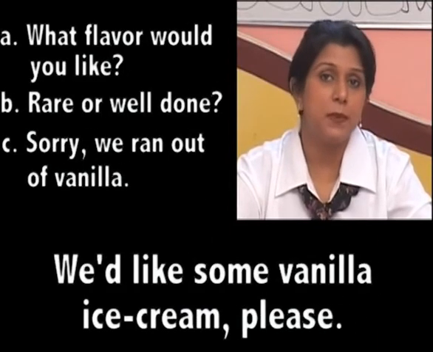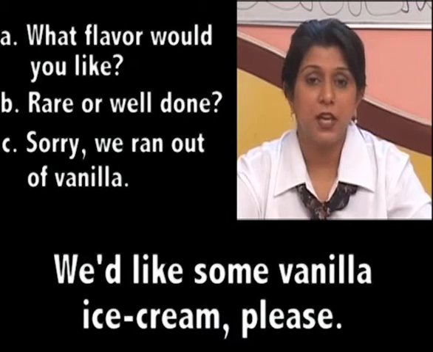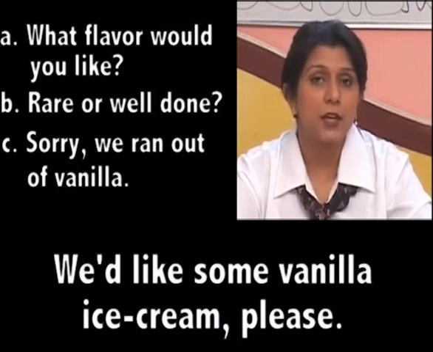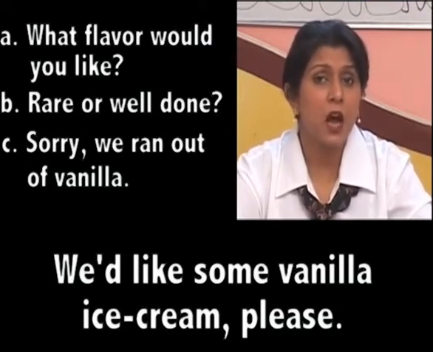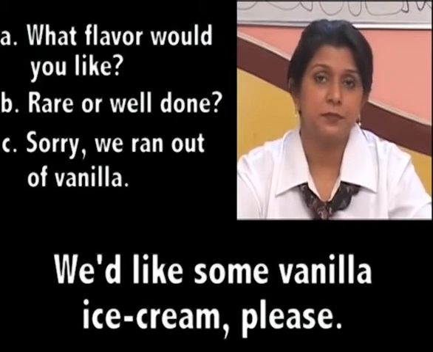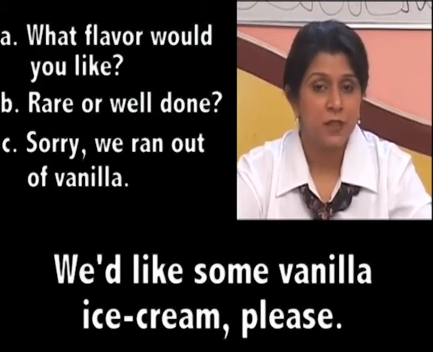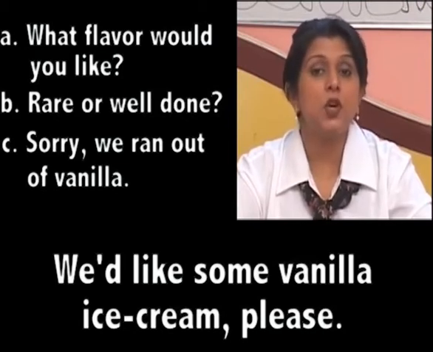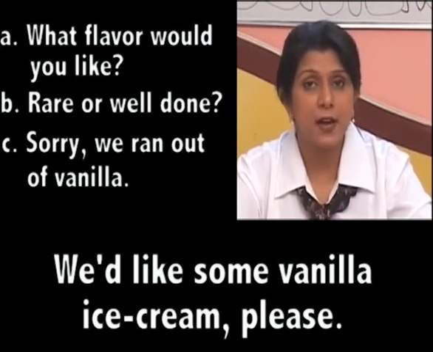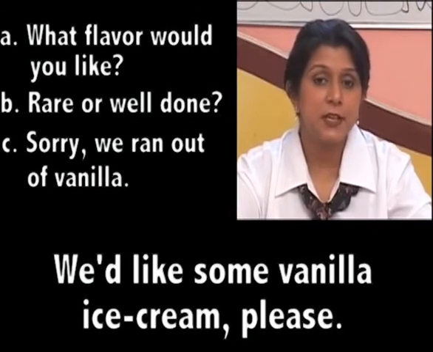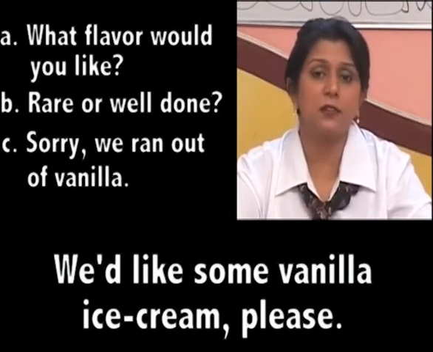Let's look at the next sentence. We'd like some vanilla ice cream, please. A. What flavor would you like? B. Rare or well done? C. Sorry, we ran out of vanilla. I'll repeat your options. What flavor would you like? That's A. B. Rare or well done? C. Sorry, we ran out of vanilla.